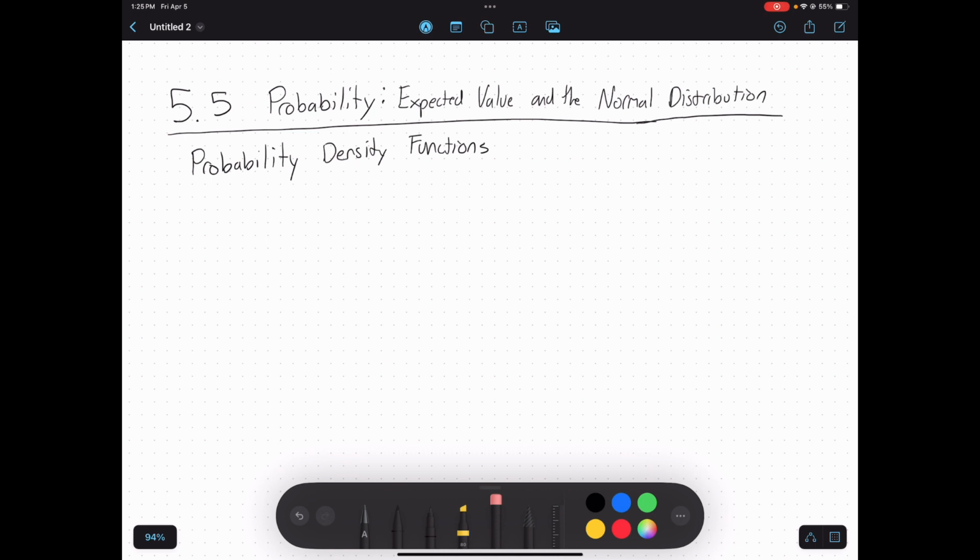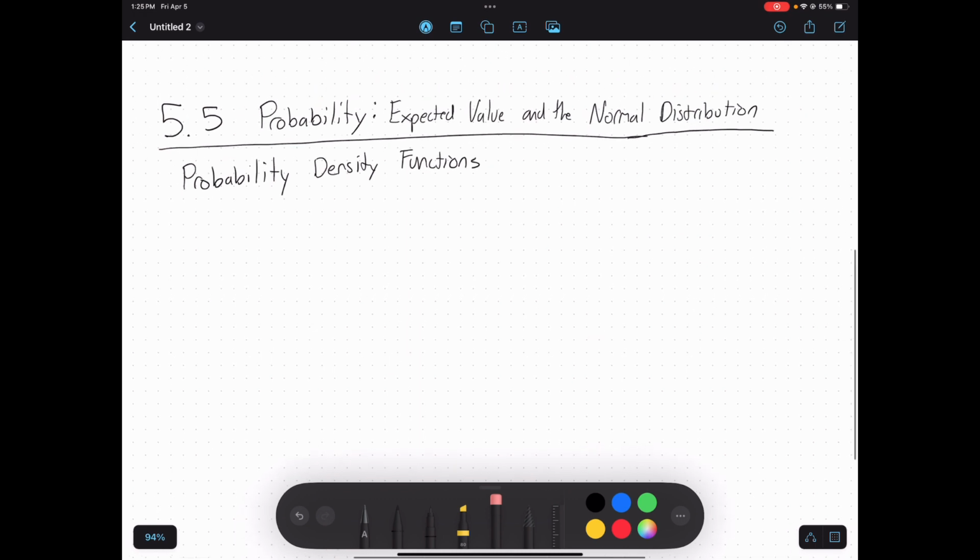Now, this section is all about probability density functions. What is a probability density function? A probability density function is a function that expresses how likely an event is. So if you think about it as an equation, if you plug in a certain number, the output is going to be how likely that specific outcome is.